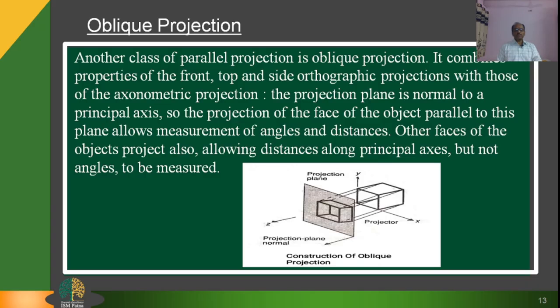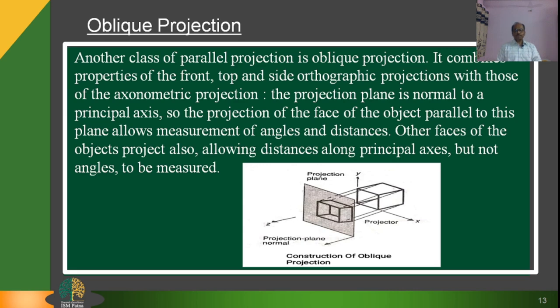The projection plane is normal to a principal axis. So, the projection of the face of the object parallel to this plane allows measurement of angles and distances. Other faces of the objects project also, allowing distances along the principal axis, but not angles, to be measured.